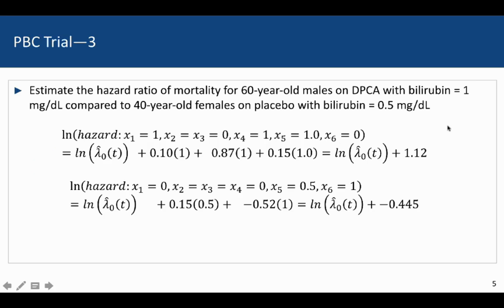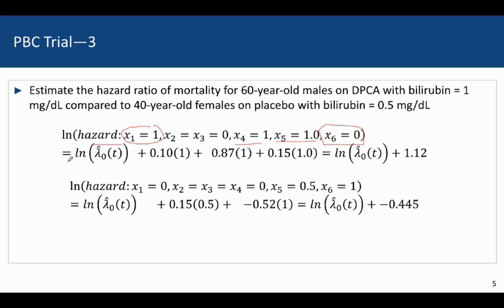If we were to write out the log hazard for each of these groups in terms of the regression results, we would do it simply by substituting the appropriate x values for each group into the equation and seeing what fell out. So for the first group, they are in the DPCA group, so their value for treatment, or x1, is 1. They're in the 4th age quartile, so their indicator x4 is equal to 1, and the other 2 are zeros. Their bilirubin is 1, so their x5 value is 1. And they are male, the reference group for sex, so their value for sex, or x6, is 0.